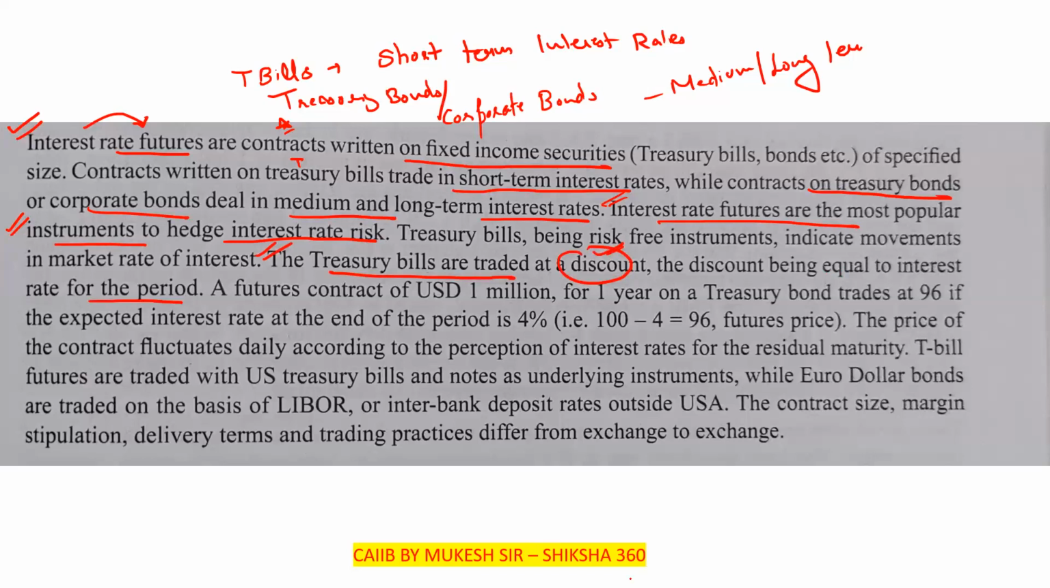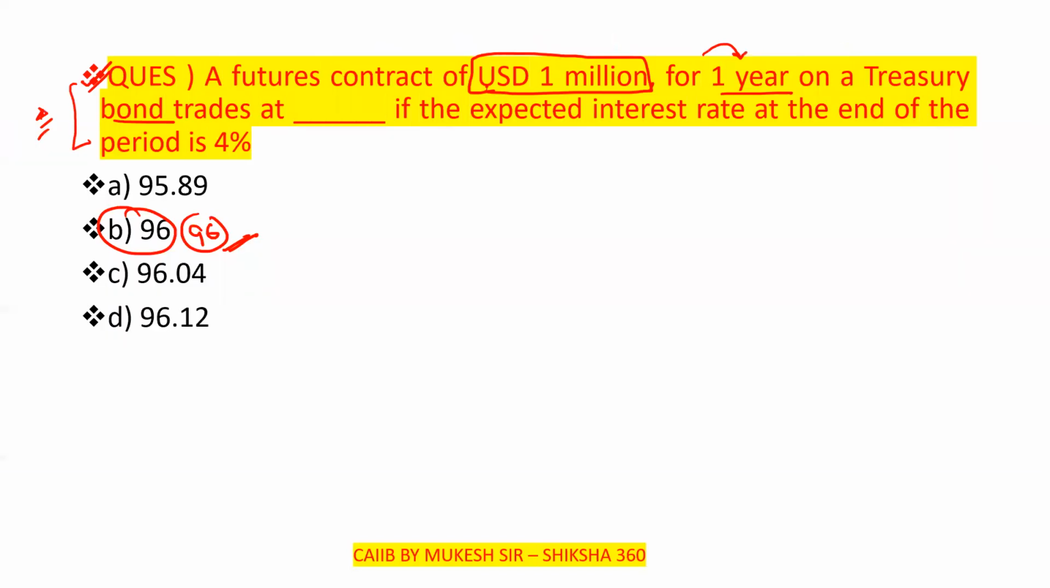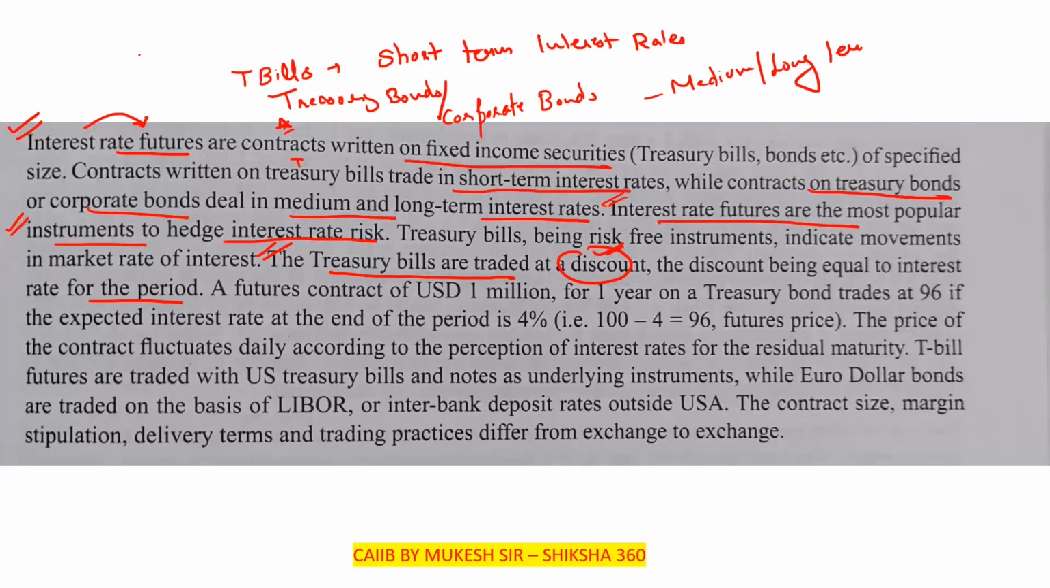And what is the discount? The discount is equal to the interest rate for the period. Like this question, because it is a treasury bond. A future contract of USD 1 million for 1 year on a treasury bond trades at 96.